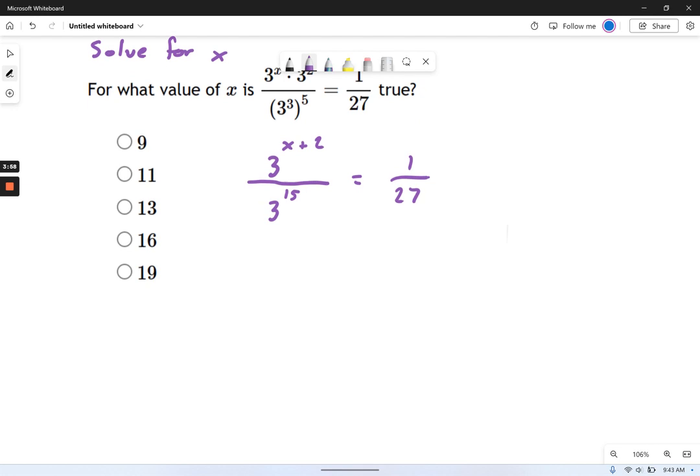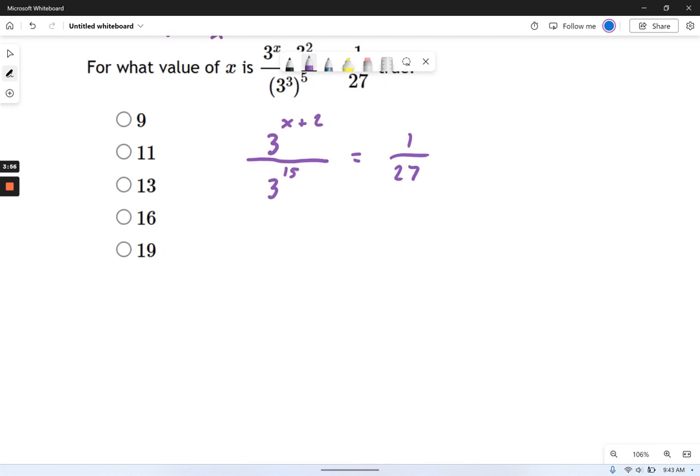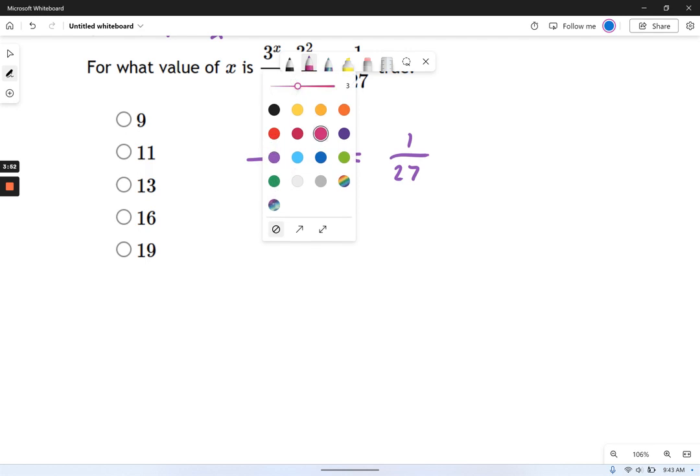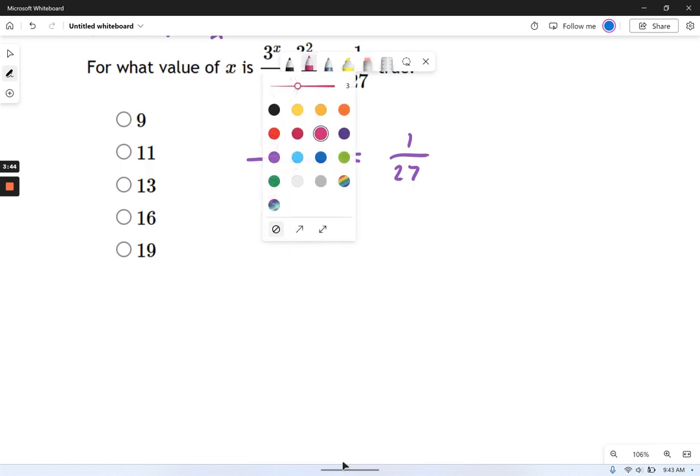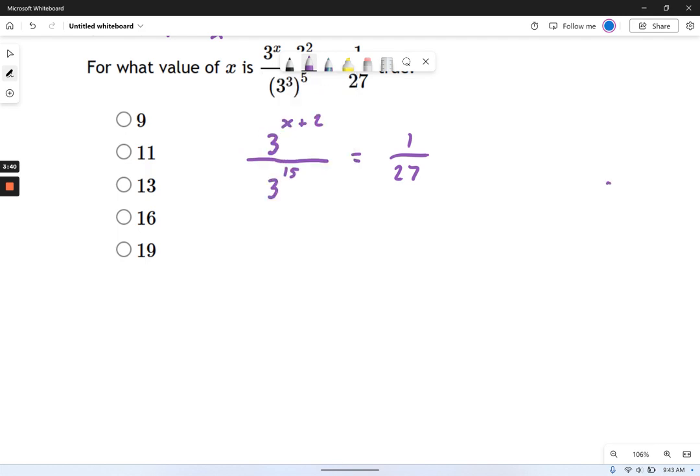Now we can keep on going with this. I have the same base. Again, this is 3. When I say the base, this is what I'm talking about. That 3 is the same in both cases. So because that's the same, I can do a little bit more simplification of those exponents. This is going to turn into just a 3, and it's going to be x plus 2 minus 15.